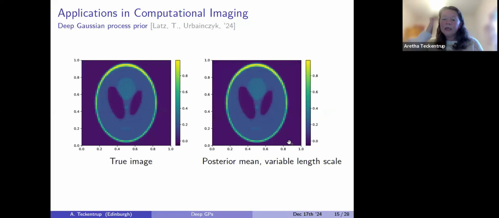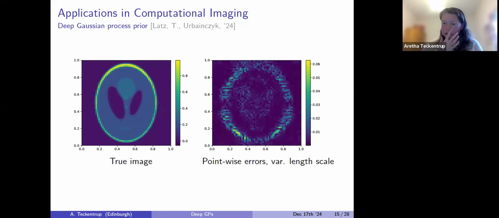Okay. Then you can use deep Gaussian processes. So that's what this is. This is the posterior mean reconstructed with a deep Gaussian process. In that deep Gaussian process, we can have variable length scales. And so we can have a long length scale for the background and a shorter length scale for the edges. And you can see already visually that the reconstruction is good in both of those things. And you can see that from the error plot as well.